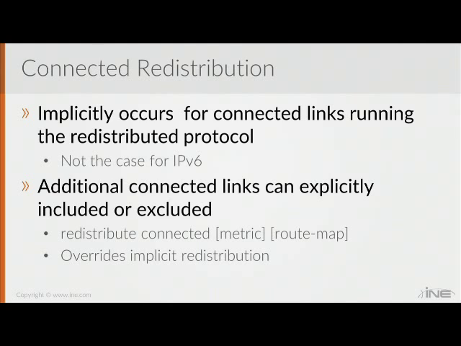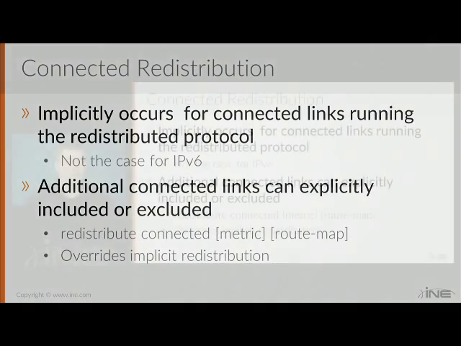But the key point to remember is that this does not happen automatically. That when you redistribute EIGRP into OSPF and back, it will include the connected links. If you want to filter them out, you have to explicitly exclude them. So the way that we would do this is by saying redistribute connected, and then use a route map to deny the connected link from going into the destination protocol. So this essentially would override then our implicit redistribution when we're saying under the EIGRP process, redistribute OSPF.